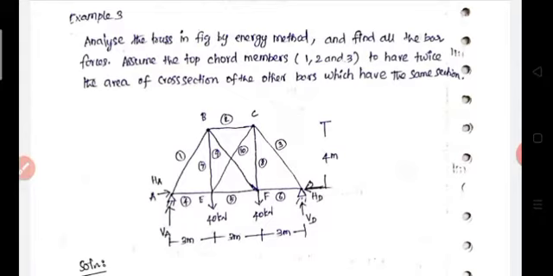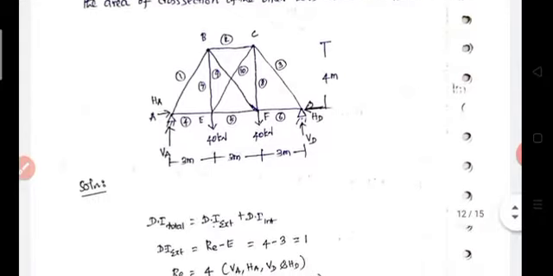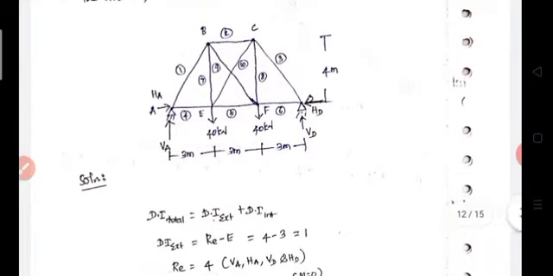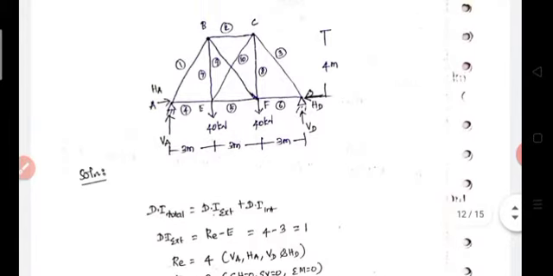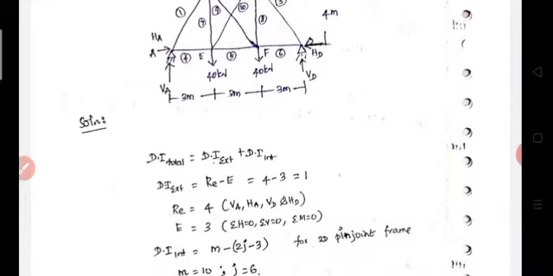For the energy method, the first thing we want to determine is the degree of indeterminacy of the truss. The degree of indeterminacy of the truss is equal to external indeterminacy plus internal indeterminacy. External indeterminacy is equal to the number of unknown reactions minus the number of available equilibrium equations. From the truss, at joint A it is a pinned end and joint D is also a pinned end. So each joint has two reactions: VA, HA, VD, HD. There are four reactions, so the number of unknown reactions is equal to 4.